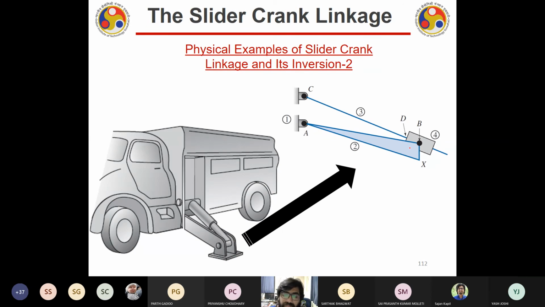Another example, like I said, when the crank is fixed, you can see this particular example in the case of the door, which is used in big trucks and all. Okay, so what is happening here? As you see, this is frame. Assume that this bus or the truck is frame 1. Then this particular link can move up and down. So this is going to be link number 2, of course.